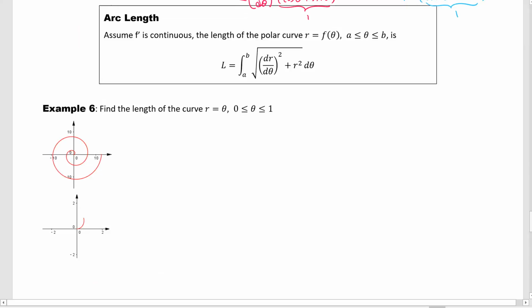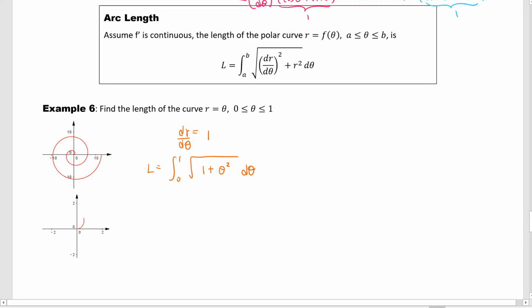Okay, so find the length of the curve r equals theta. Let's see here. So r equals theta, so dr/d theta is just going to be 1, right? And then the arc length is an integral of theta from 0 to 1, (dr/d theta) squared, which is 1 squared, which is 1, plus r squared. r squared is theta squared, d theta. So far so good, everybody?